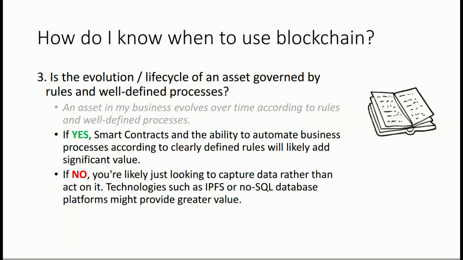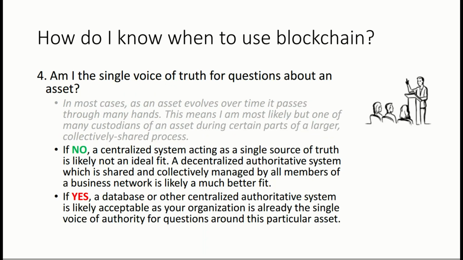And so question number 3, we said, okay, as these assets evolve, are there some processes in place? Can we forecast or predict what the next state is going to be? Can we make use of smart contracts to help automate or facilitate those processes? And we said, yes. And so that gets us to question number 4. And this is arguably the most important one. And question number 4 asks, am I the single, sole, authoritative voice of truth for any and all questions about this asset or these assets?